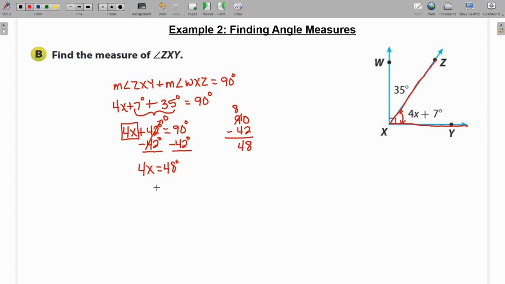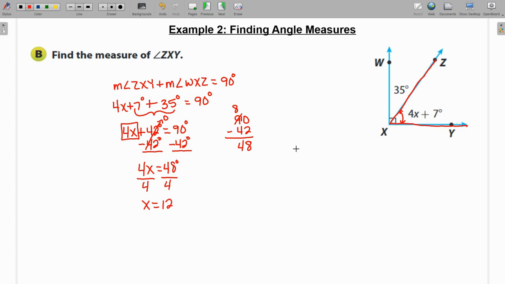Now, from here, I want to solve for x. So I need to get rid of this coefficient of 4 in front of this variable. 4x means 4 times x. To break that apart, I'm going to do a division, and I'm going to divide by what I'm looking to get rid of, which is 4. What I do to one side, I have to do to the other, so I'm going to divide this side by 4 also. 4x divided by 4, the 4s will cancel, leaving me with x. And then 48 divided by 4 is 12. So x should equal 12 here.